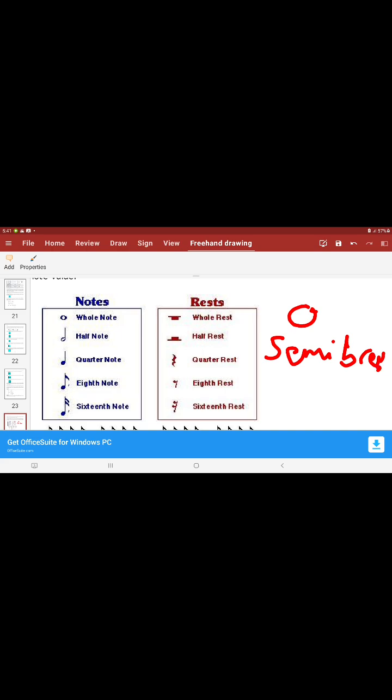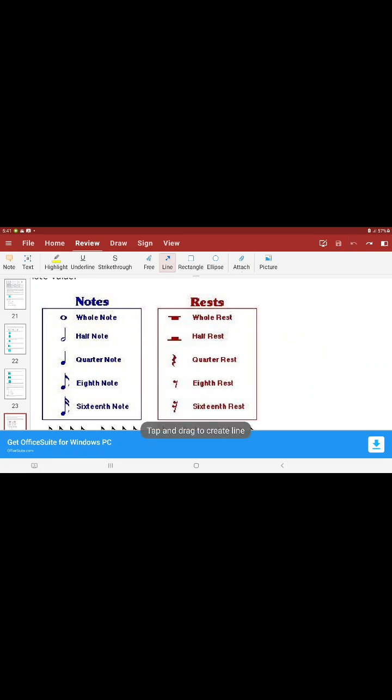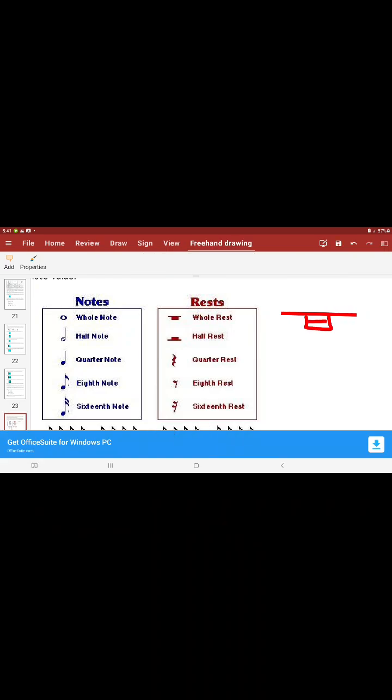Semi-breve, B-R-E-V-E. And you can see the rest for it. The rest is like hanging on a roof. So this is the rest. Look at it there. Let me draw it for you to see aside what you see it there. For the rest, see there, it's like hanging on a roof. That's the rest of semi-breve or whole notes.